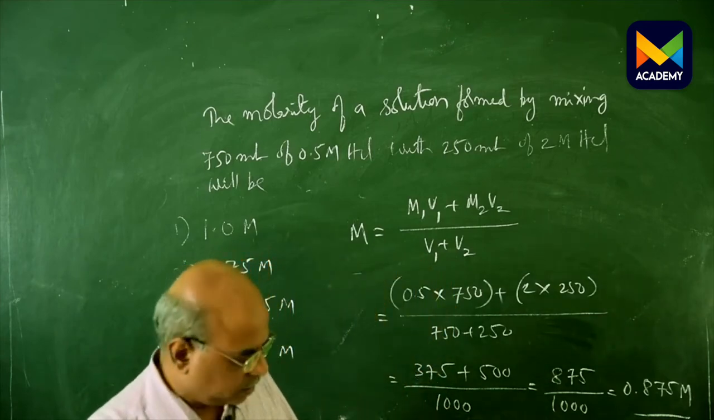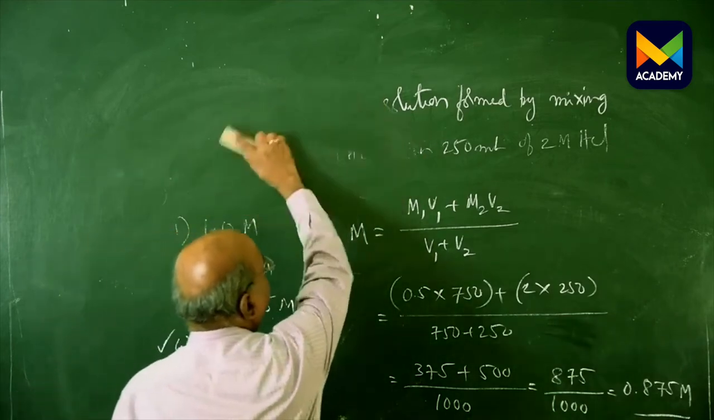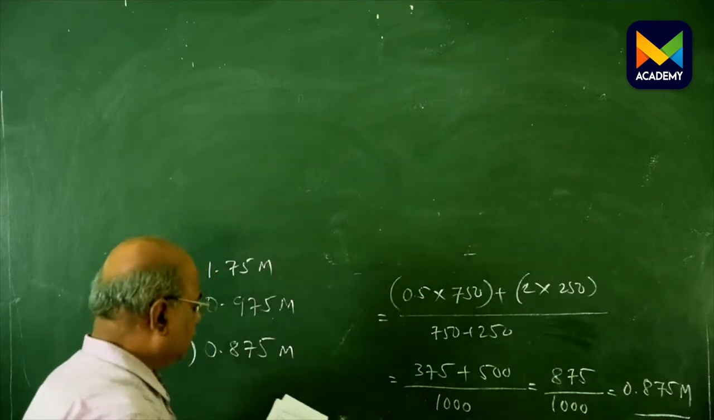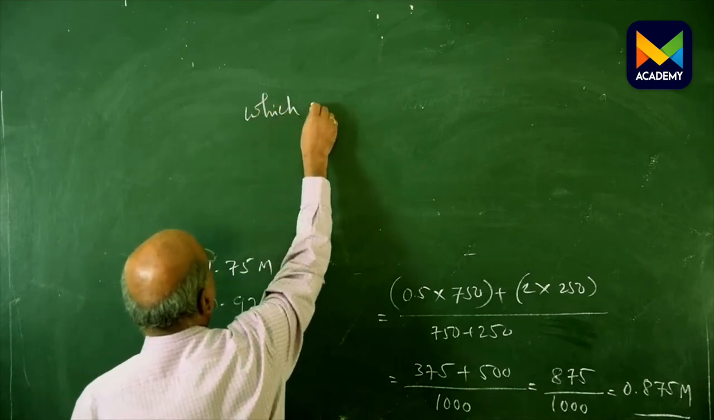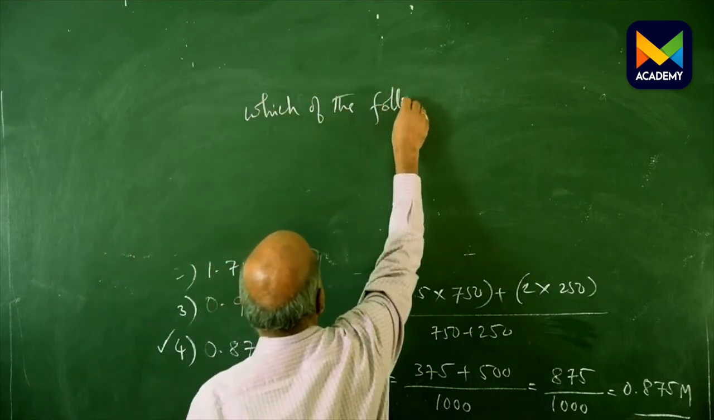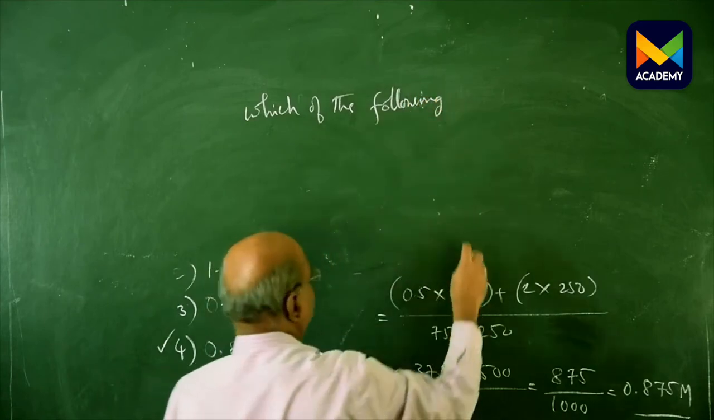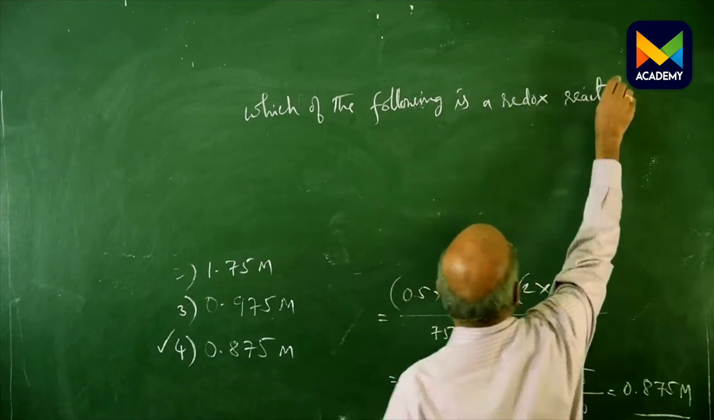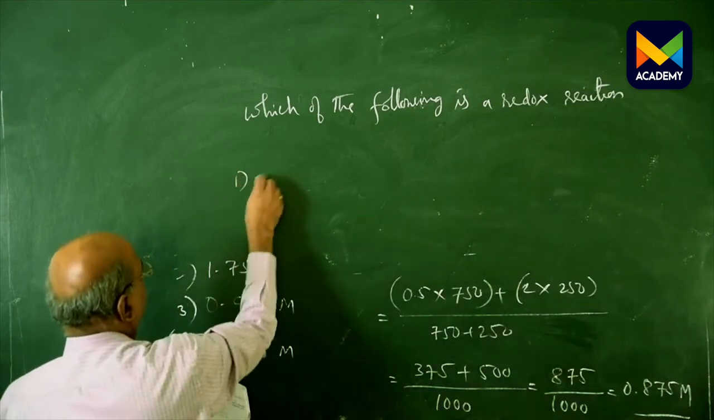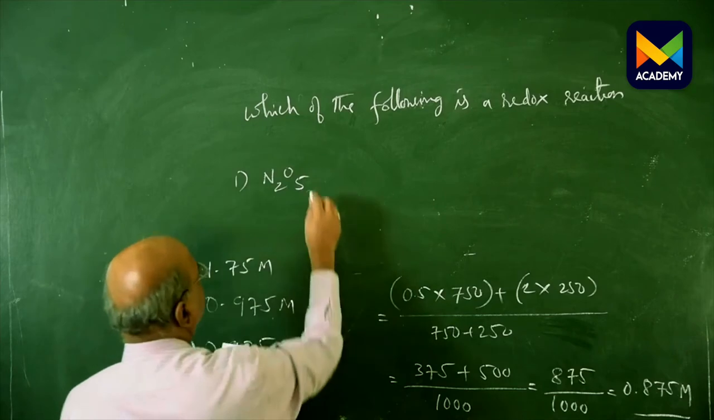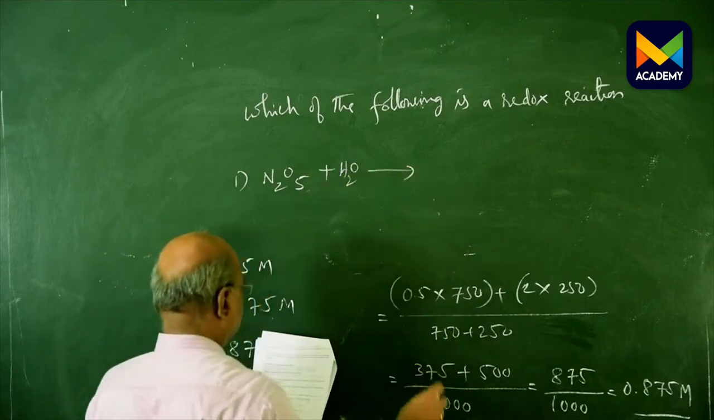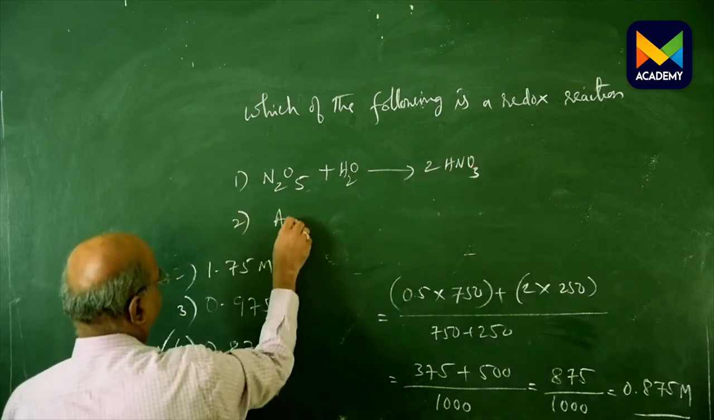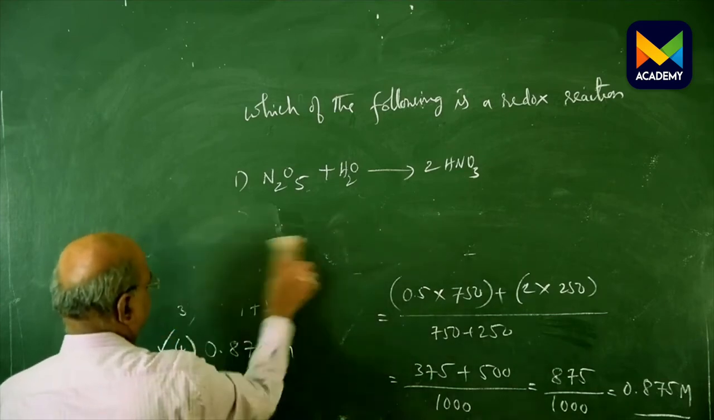Let us go for next question, which is related to redox reactions. Which of the following is a redox reaction? Options given: N2O5 plus H2O giving 2HNO3. Second equation given: AgNO3.